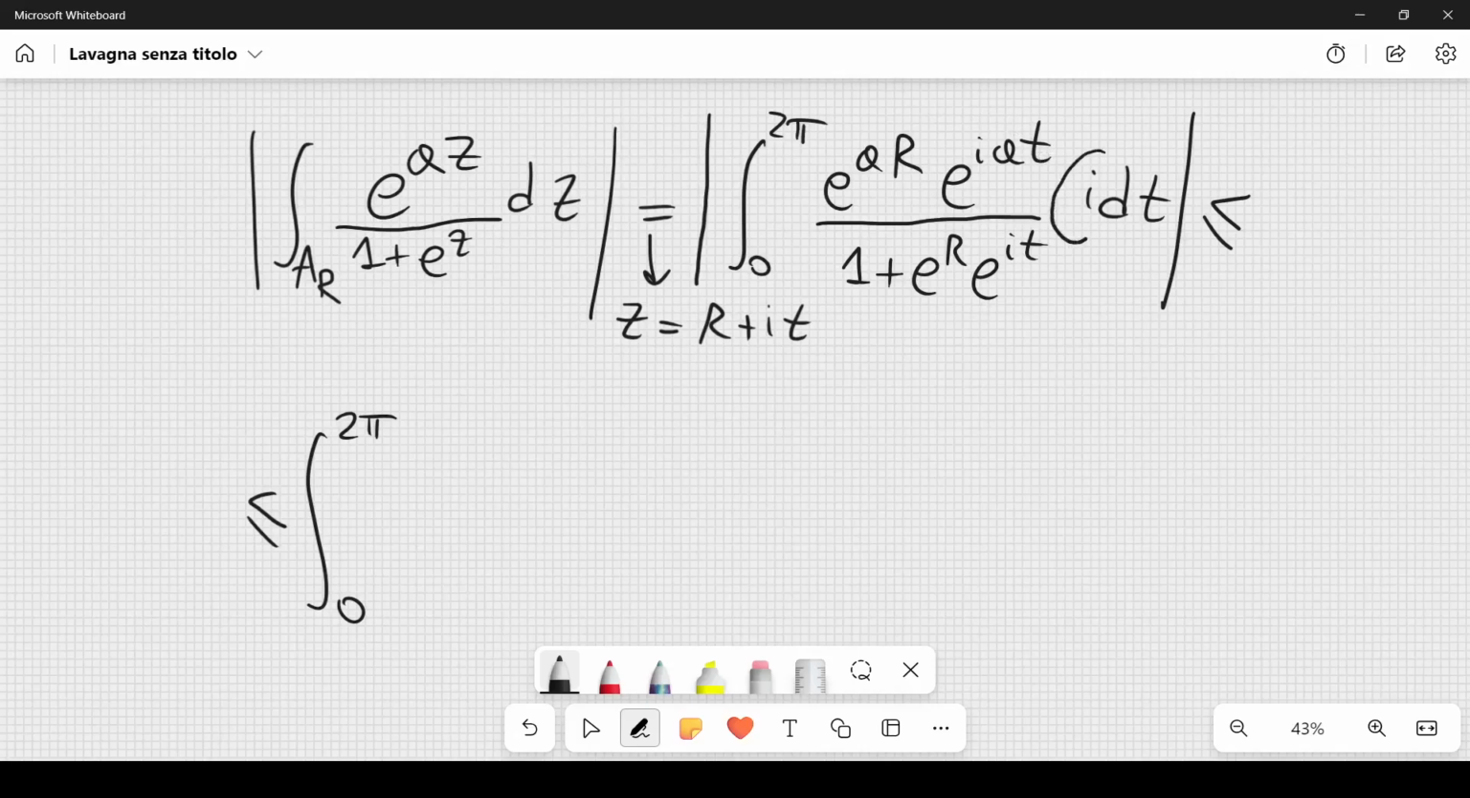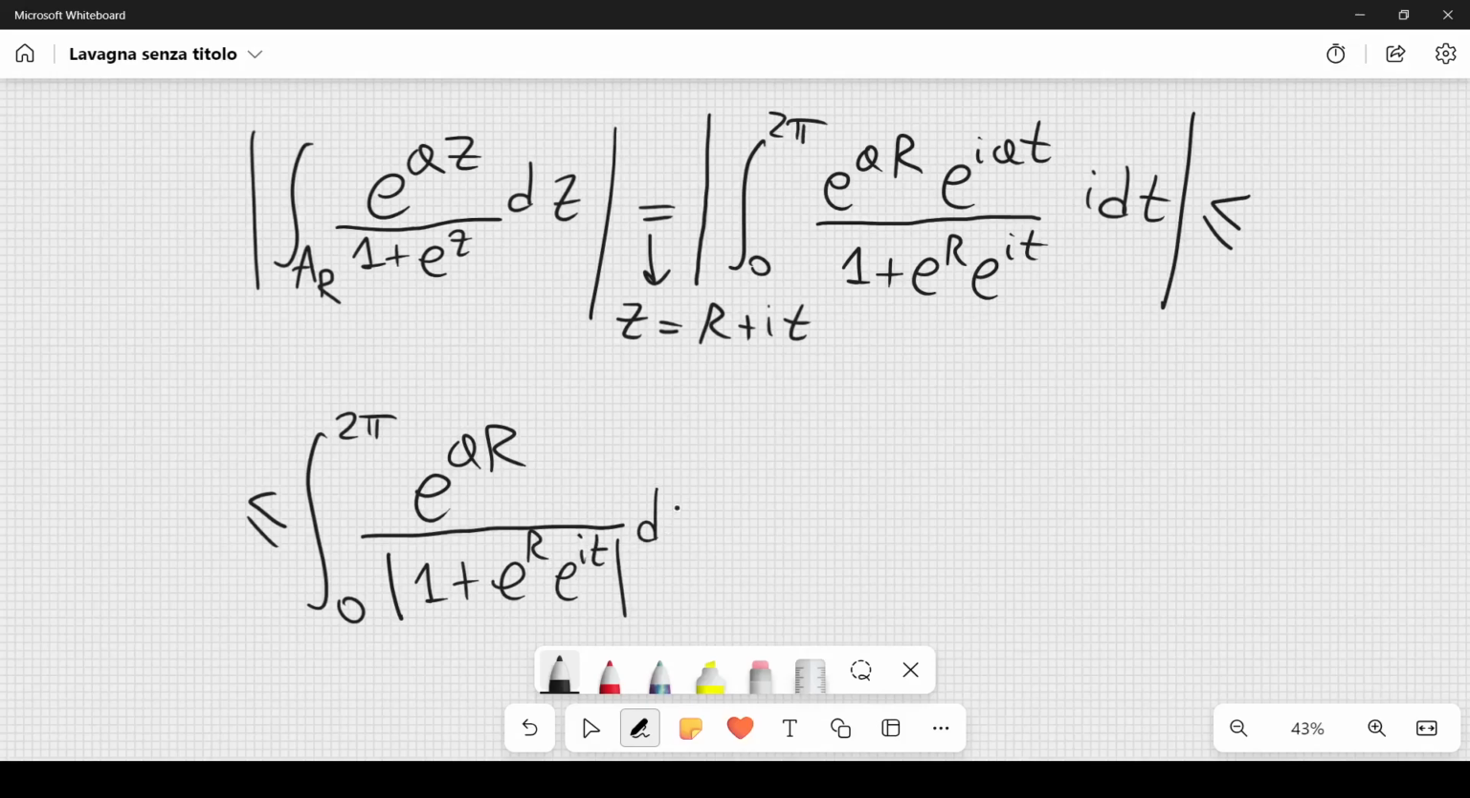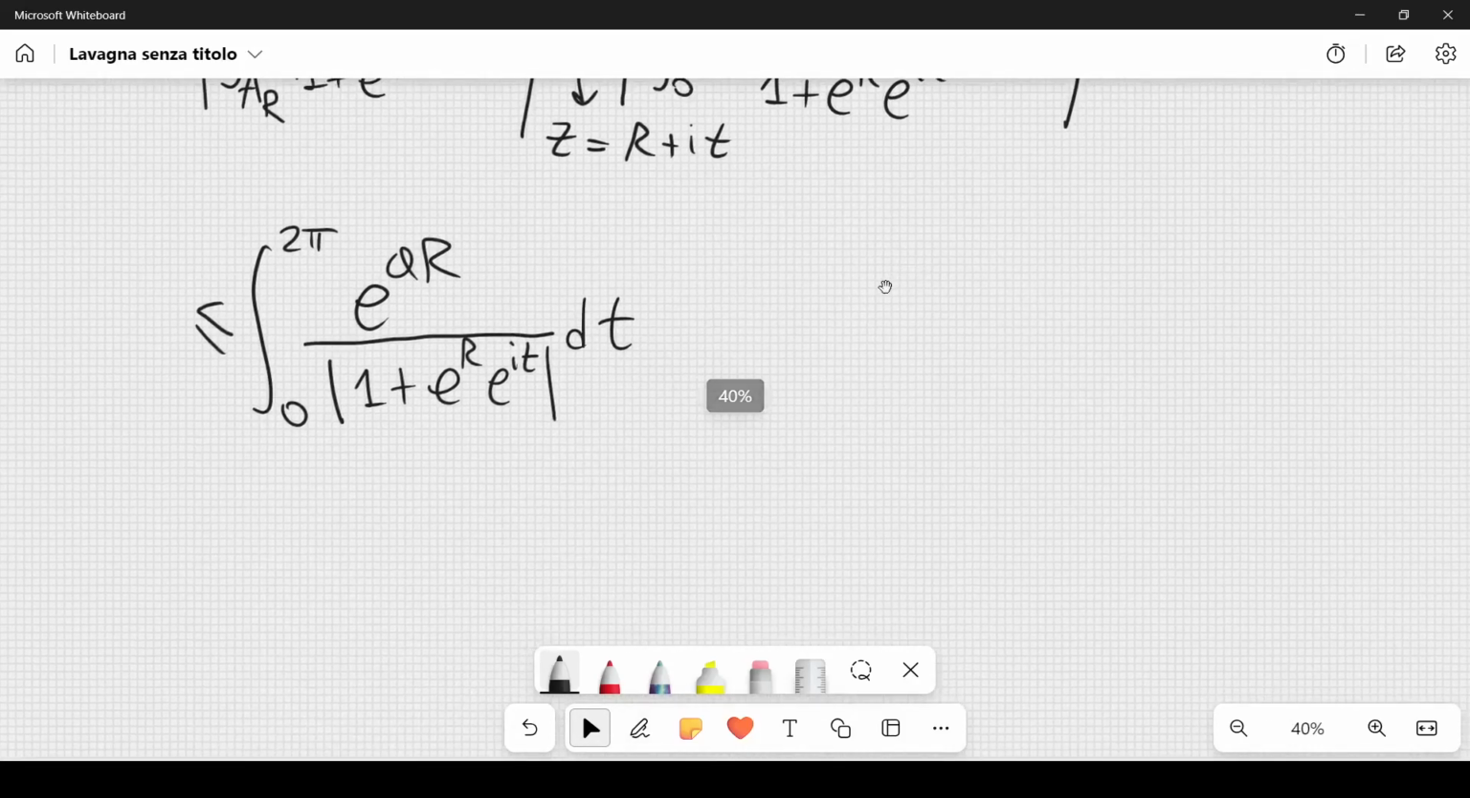And the same holds for I, so the magnitude of I is equal to 1. So you can write e to the a r in the numerator, which is something positive or greater than or equal to 0, and then you take the magnitude of the denominator. So you can write it as 1 plus e to the r e to the i t, dt. You can write it like this.